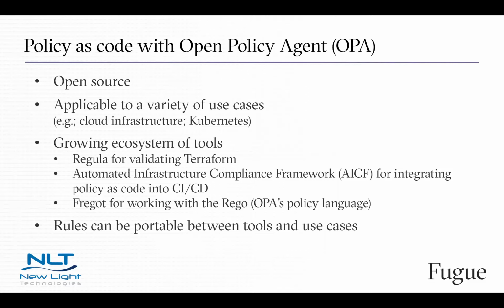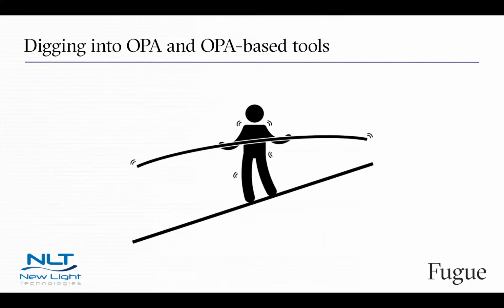I'm going to pull up GitHub here in a second and show you where all these repos are. New Light has put out this really cool thing called the Automated Infrastructure Compliance Framework, also on GitHub, and they'll show you where that is. And then Fugue also built a thing called Rego, which helps you work with the OPA policy language, Rego. The beauty of this is it's not proprietary, it's open source, and it's now becoming a standard. And that means you can have policy as code that's portable between tools and use cases, and your developers and engineers will get their careers enhanced by learning OPA and Rego. And that's critically important to really operationalizing and really doing this stuff in your organization.